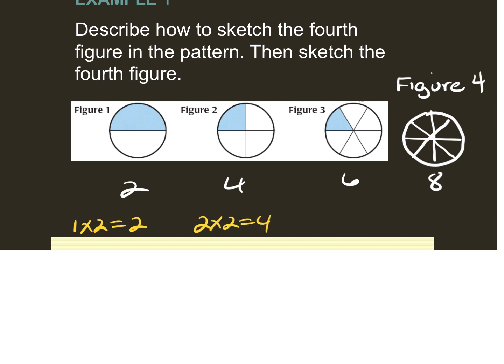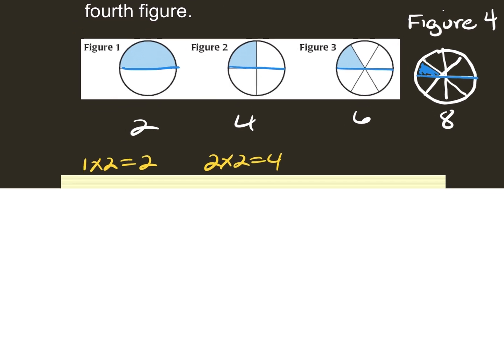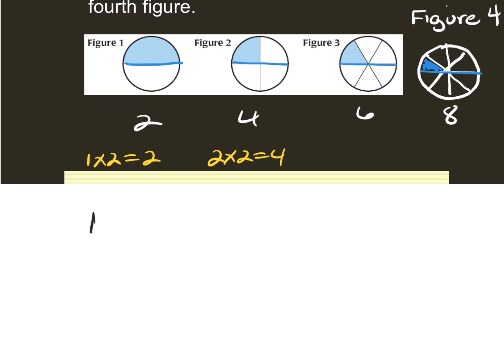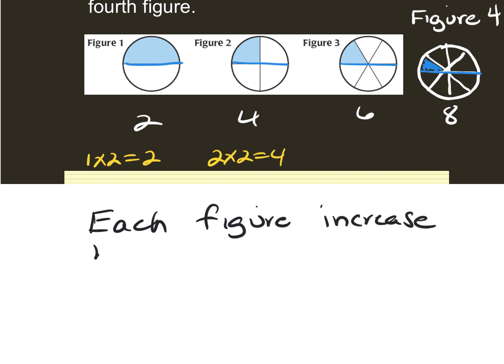Notice each time. Now also, we have to include the little shading. It looks like each time they shaded one little section that was above the halfway point, but over on the left side. So over here's my halfway point, so we could also shade that little section. So a conjecture, you could say each figure increased by 2 sections. That would be a conjecture.